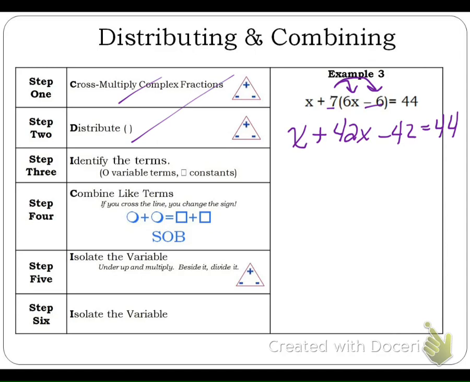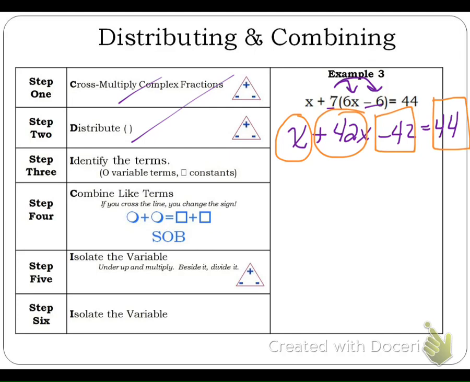So I've finished distributing. Now I need to identify my terms. X is a variable term. 42x is a variable term. Negative 42 is a constant. And 44 is a constant.